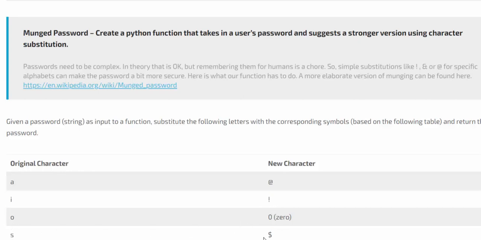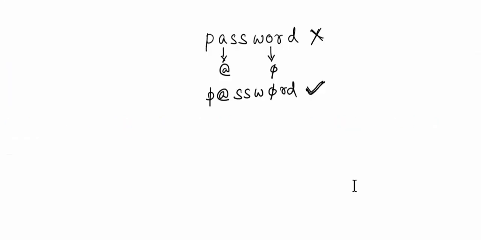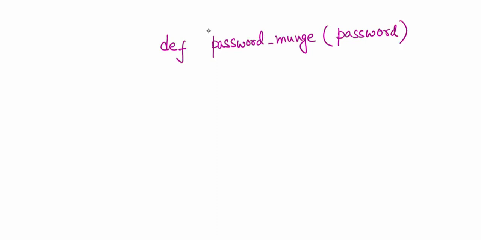Now, there are more popular substitutions. You can just go to this Wikipedia link and you'll get many more substitutions. But that's not the point. We just want to create this function and I wanted to illustrate a point. Now, say the function is going to be something like this. Def password_munging. It's going to take in a password, which is just a string, right?